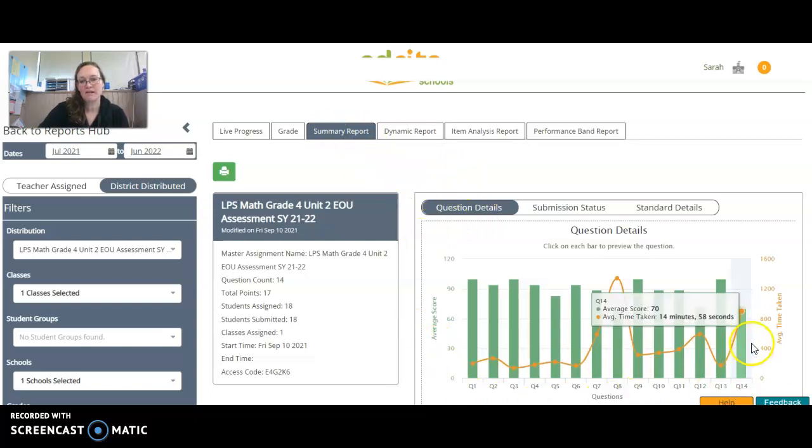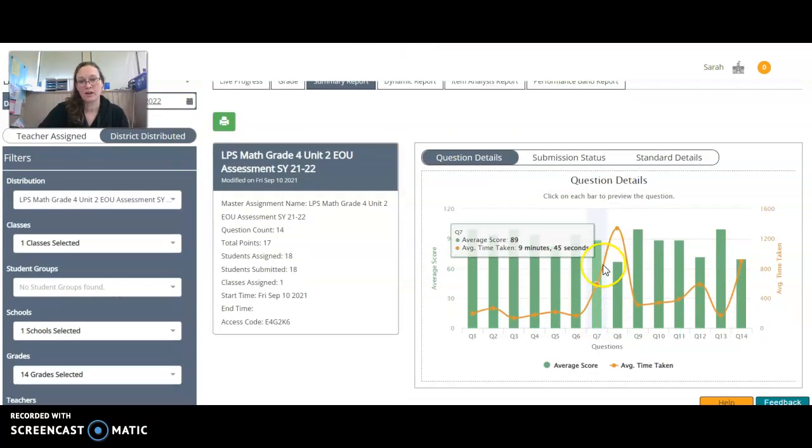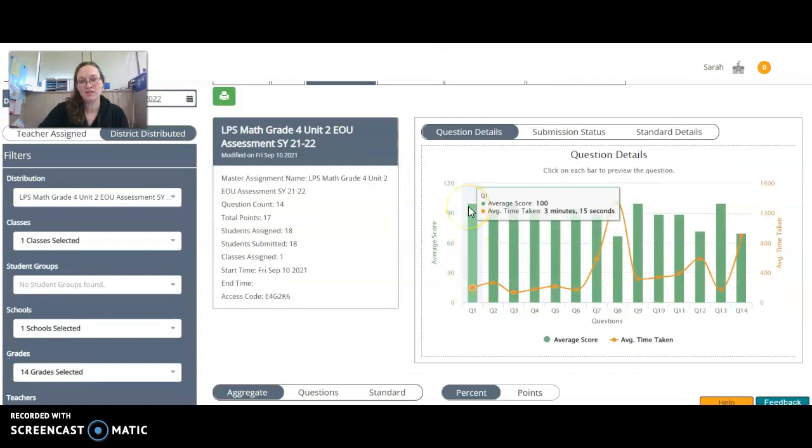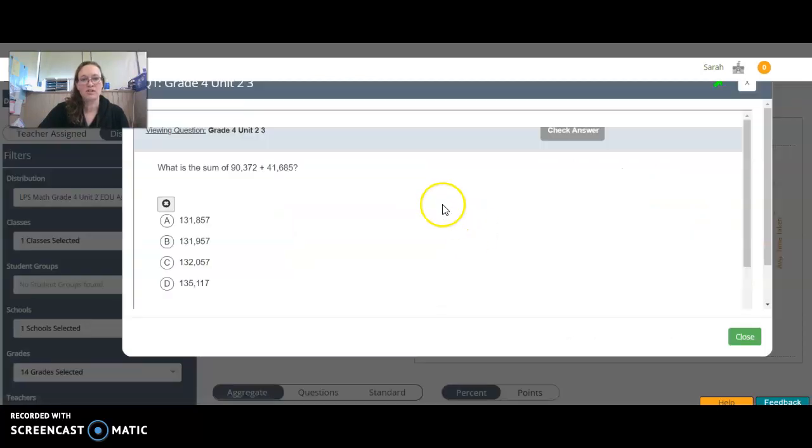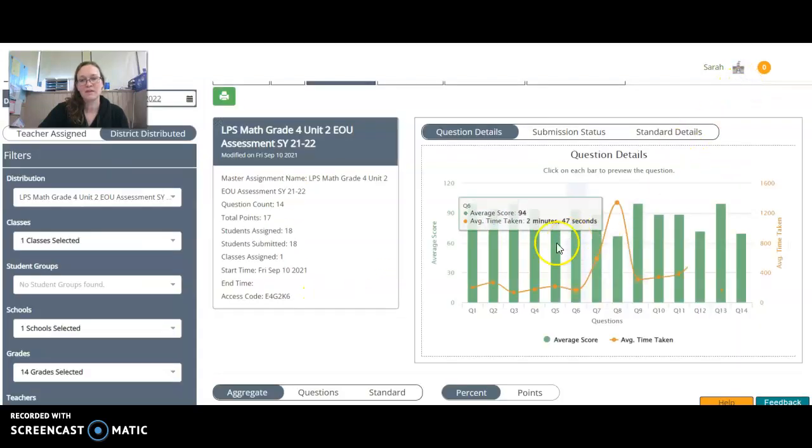So here we have a graph that we're going to look at. Each one gives an average for each question. So question 1, the average score was 100. If you click on that question on the bar, it gives you the question that the students answered. This line here represents the average time it took for each student to answer the question. So the average time for question 1 was 3 minutes and 15 seconds.